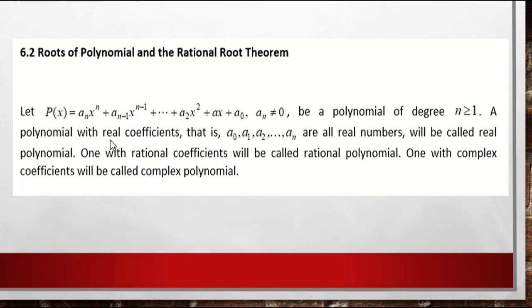A polynomial with real coefficients, that is, a sub 0, a sub 1, a sub 2, up to a sub n are real coefficients. And the numerical coefficients, all real numbers, will be called a real polynomial. One with rational coefficients will be called a rational polynomial. One with complex coefficients will be called a complex polynomial.